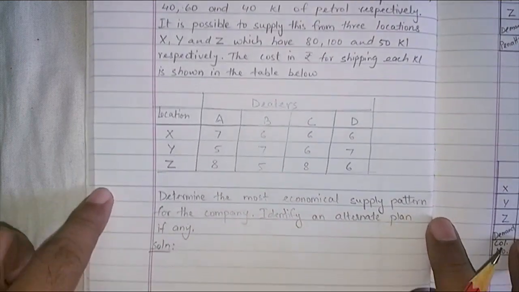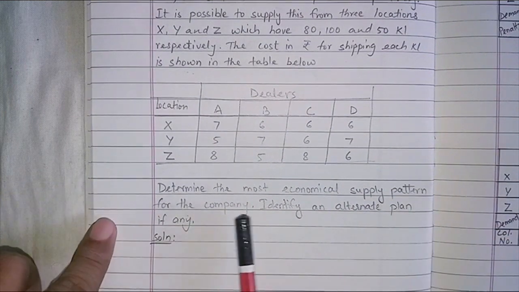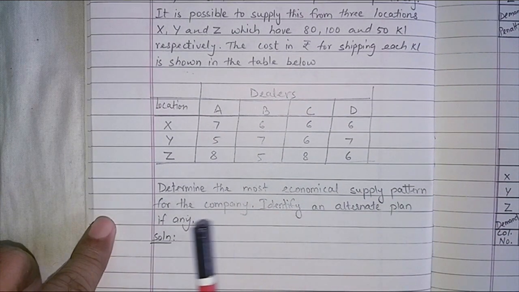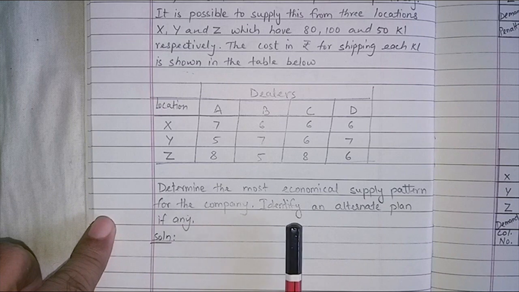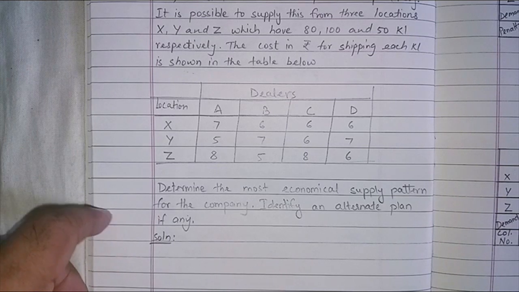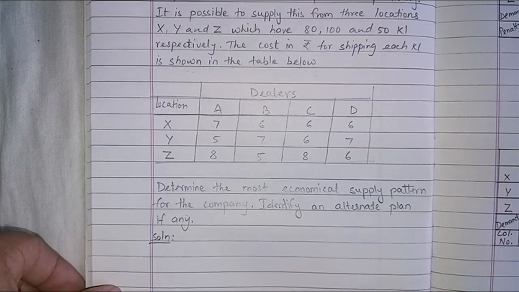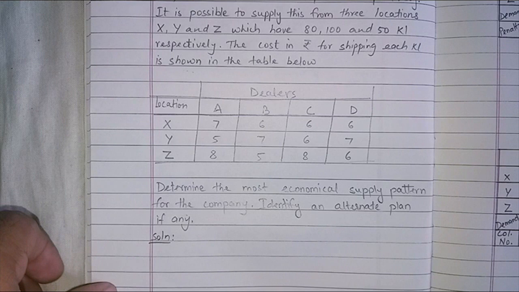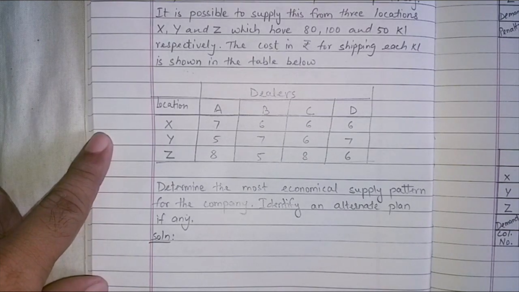What are we supposed to solve? We have to determine the most economical supply pattern for the company and identify an alternate plan if any. Now to solve this problem, the first thing we have to do is check the supply and the total demand.